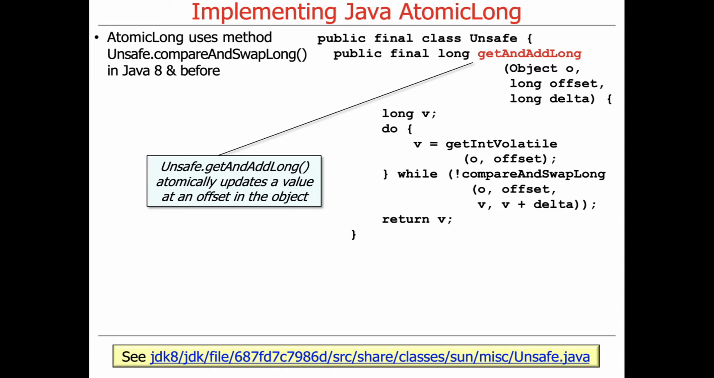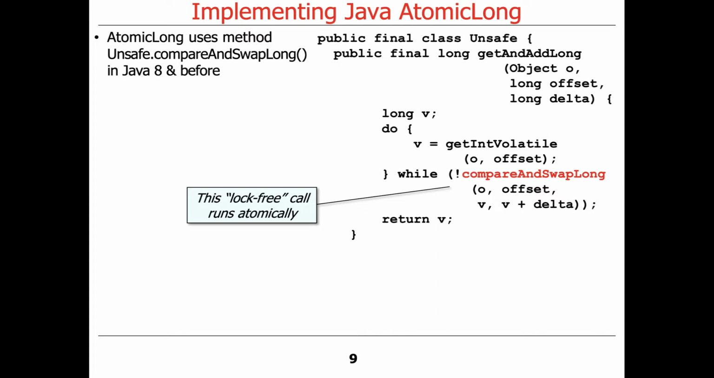All right, so far so good. Here's what happens. This particular piece of code uses the compare and swap long method, which is the one we get from the Unsafe class. And this is a lock-free call that runs atomically. So this call here is guaranteed by hook or by crook to always run atomically. Meaning that nothing else, remember atomic means indivisible. It either happens all or nothing.